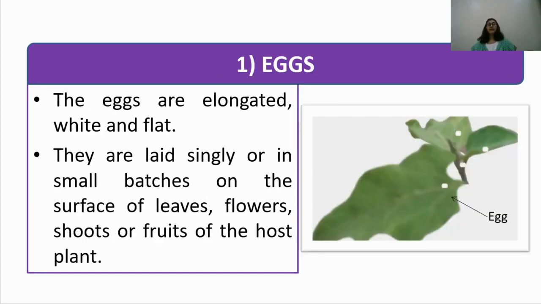First stage of life cycle is the egg stage. So eggs are elongated, white and flat. They are laid singly or in small batches on the surface of leaves, flowers, shoots or fruits of the host plant.